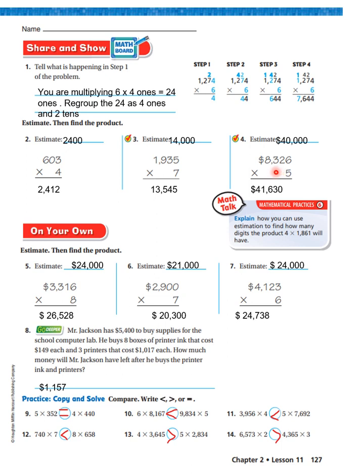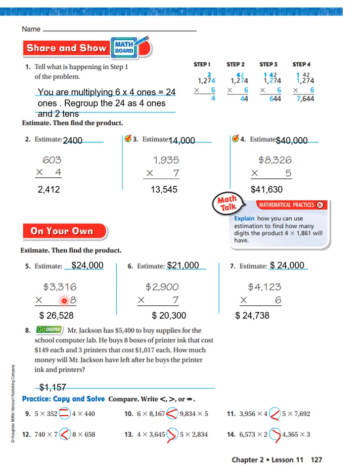8,326 is closer to 8,000 than it is 9,000. So 8,000 times 5 is 40,000. When I multiply this out, I get $41,630. All right, let's go down here. Estimate again.